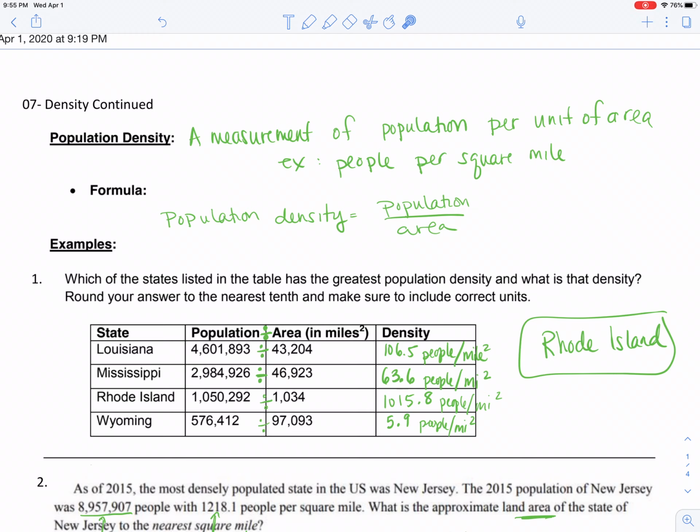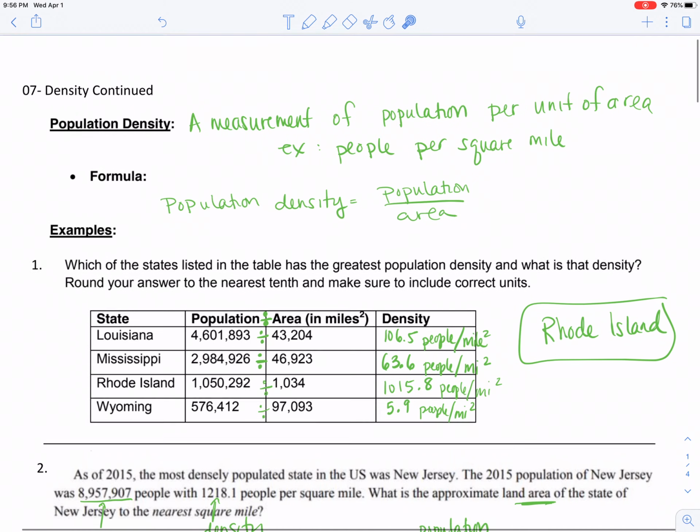So the formula for population density would be population over area. I would make a note card with yesterday's formula, regular density being mass over volume, with maybe an example. And then on the same card, you could put population density being population over area with one of these examples.